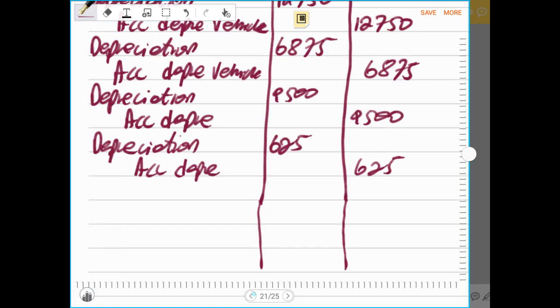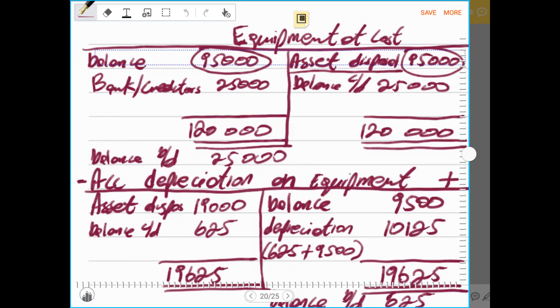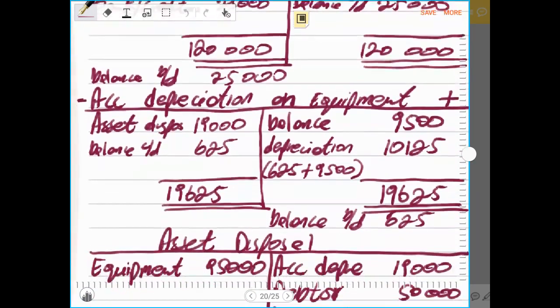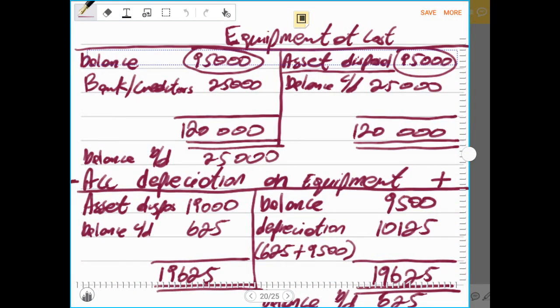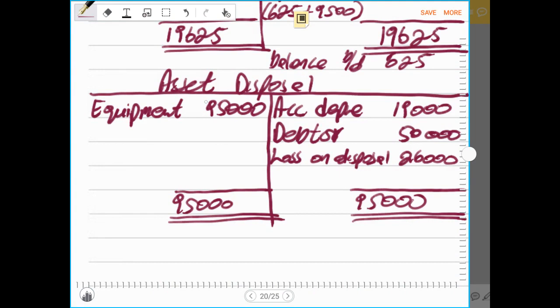So now I have to record the disposal of this equipment. Remember, there was equipment that was disposed that was costing 95,000 rands. So now if you see, equipment is credited by 95,000 rands and asset disposal is debited by 95,000 rands.